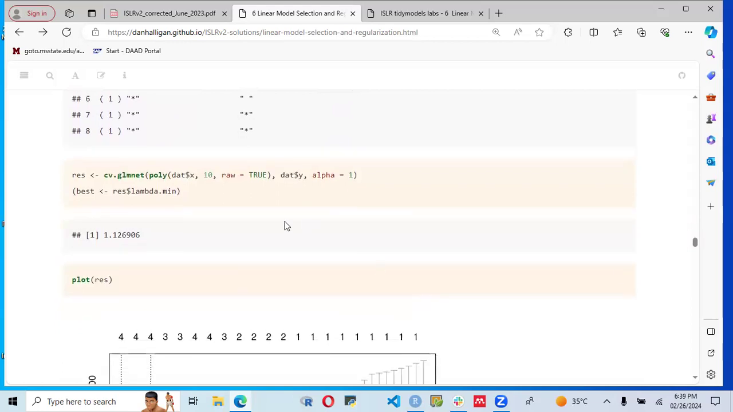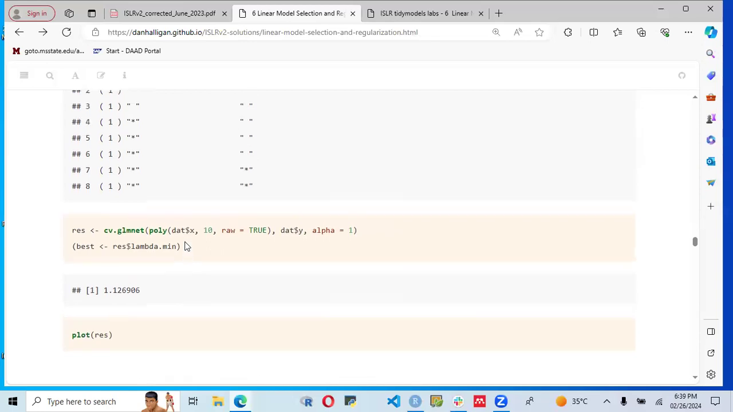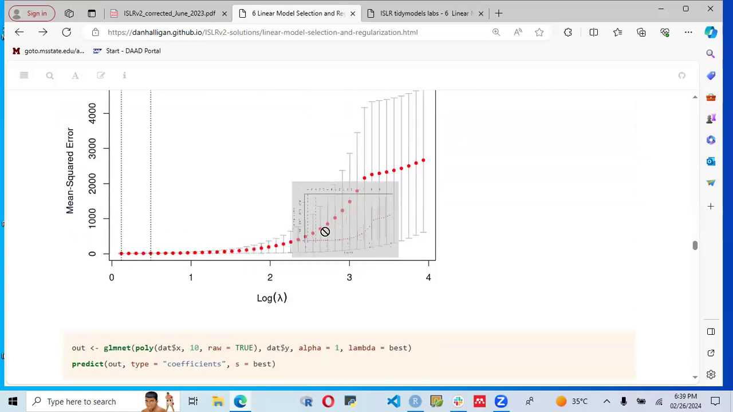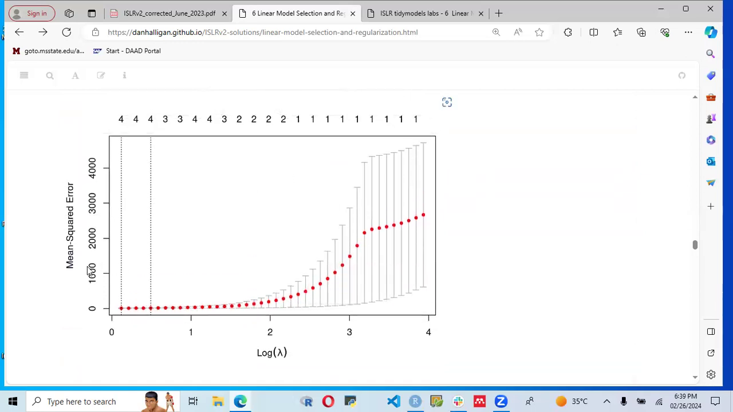So we now use the function cv.glmnet, poly of that dollar sign X. Then we have 10 because we have 10 predictors, and then raw is TRUE. Then that dollar sign Y for the data set. Then alpha is equals to 1. So we select the best. Here we can see that we have 1.12. Then when we did a plot, we still have similar results. But here, the mean squared error ranges from 0 to around 4,000.